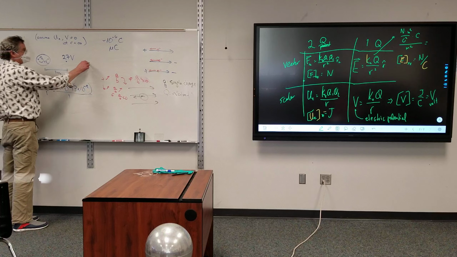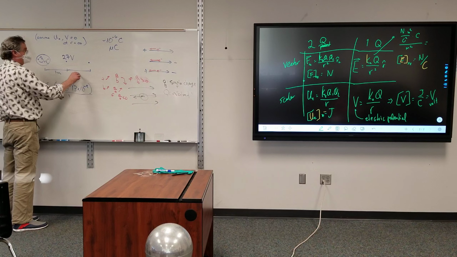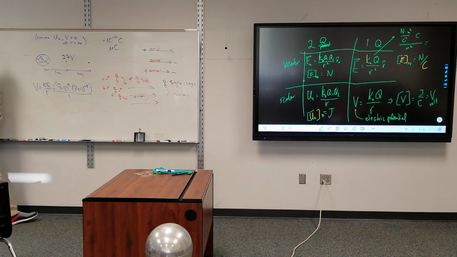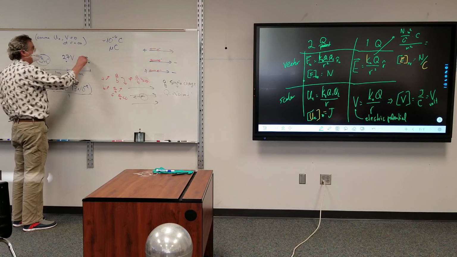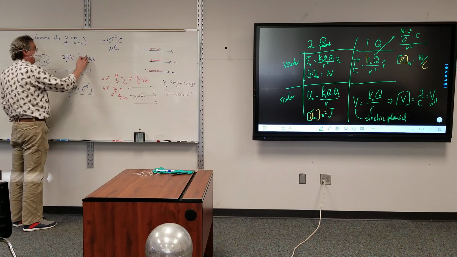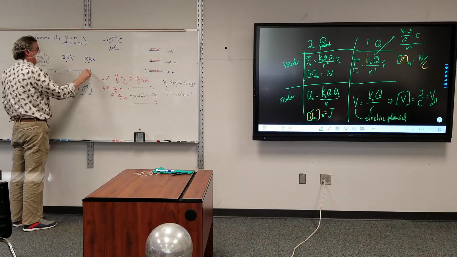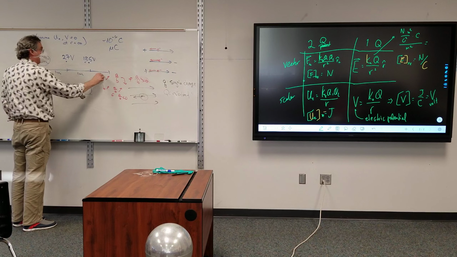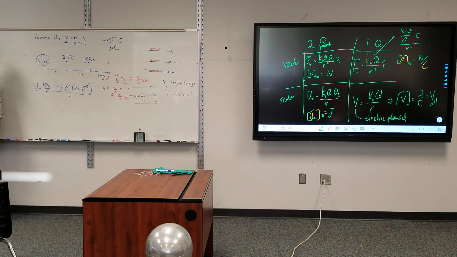If I am 2 meters away, so we tack on another meter, what is my electric potential now? 13.5 volts. And we'll do one more. If I'm another meter away, what's my electric potential there? 9.